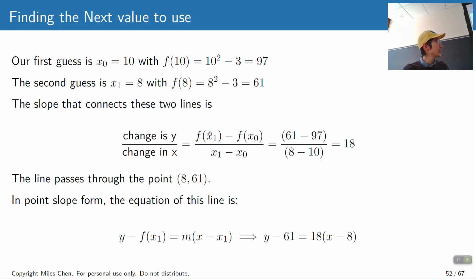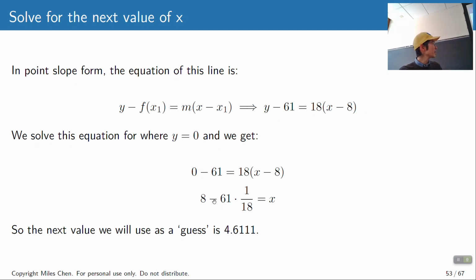We have two starting locations, x at time 0 and x at time 1. The change in y is f of x1 minus f of x0, and the change in x is x1 minus x0. This is my slope, and using that, we can figure out where it's going to cross. The next value it crosses is going to be at 4.611. We're at 8, I subtract off f at 8, which is 61, divided by the slope, and that gives me 4.61.